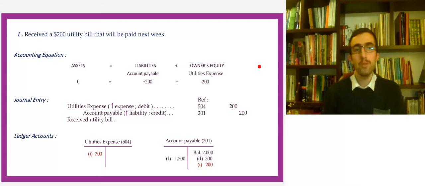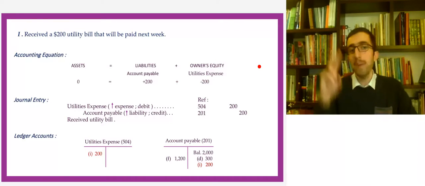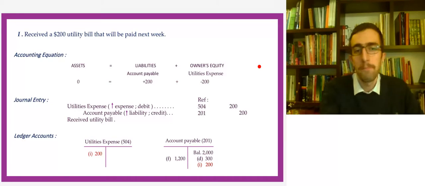Another one is received the 200 utility bill that will be paid next week. Our involved accounts are utilities expense on the debit side 200 and accounts payable 200 on the credit side. But be careful, here still we didn't pay anything, and we will pay cash next week. Still we won't pay anything. So our involved accounts, one of them utilities expense is easy, but another one accounts payable, not cash. Be careful.